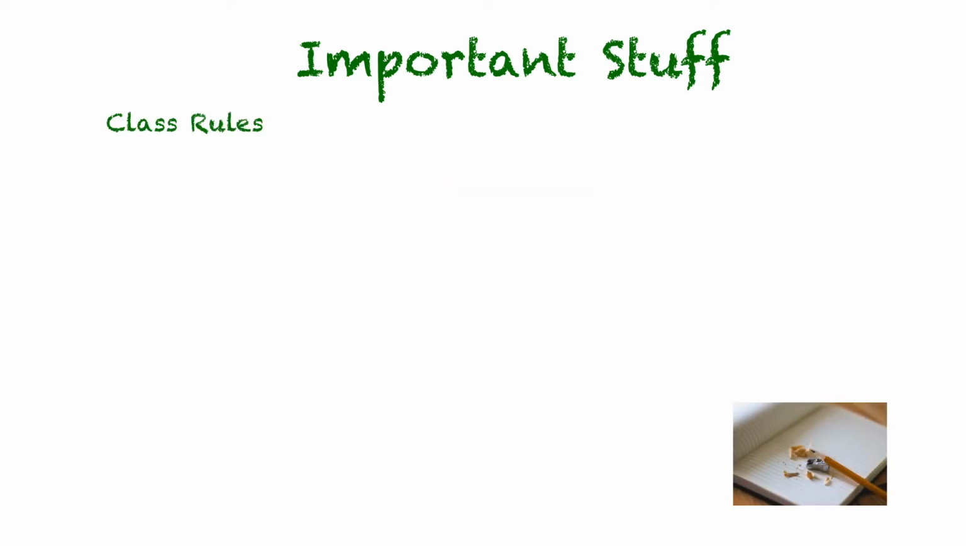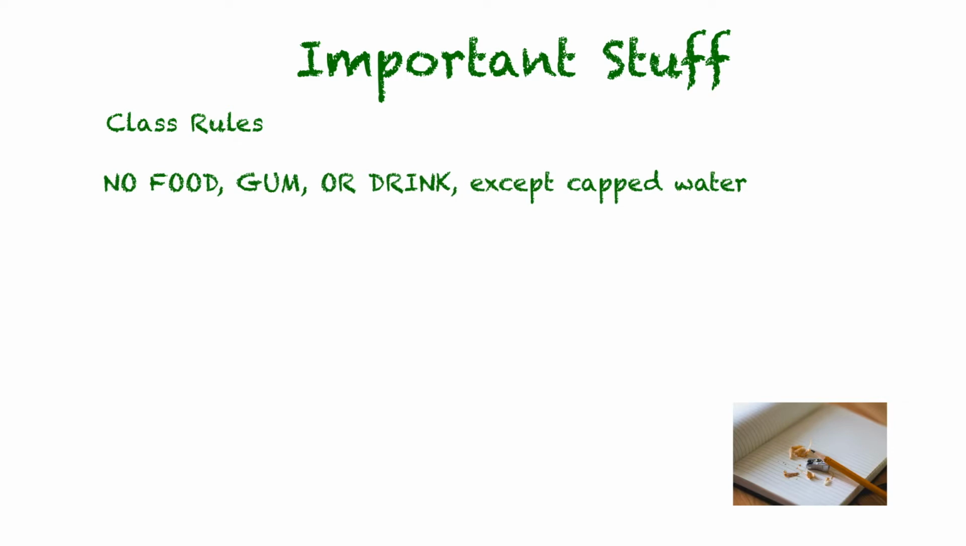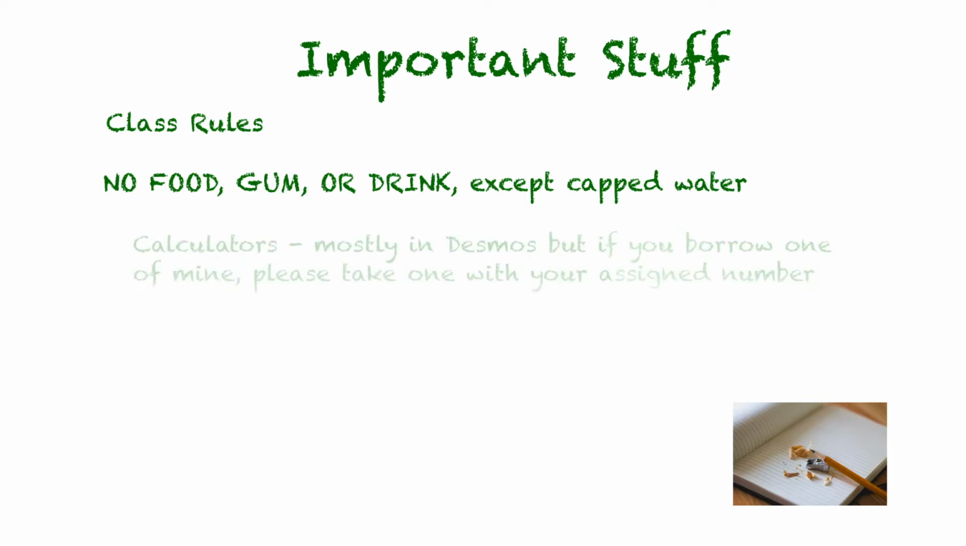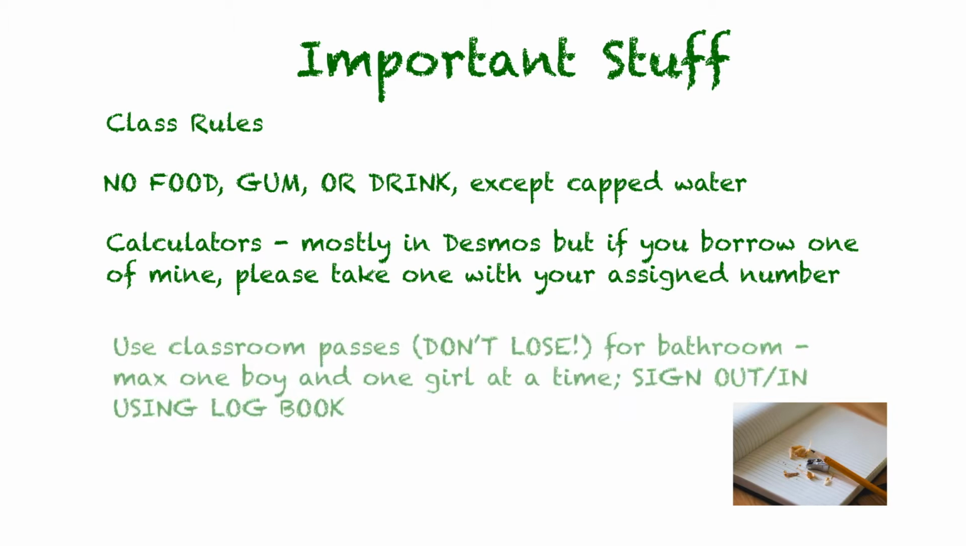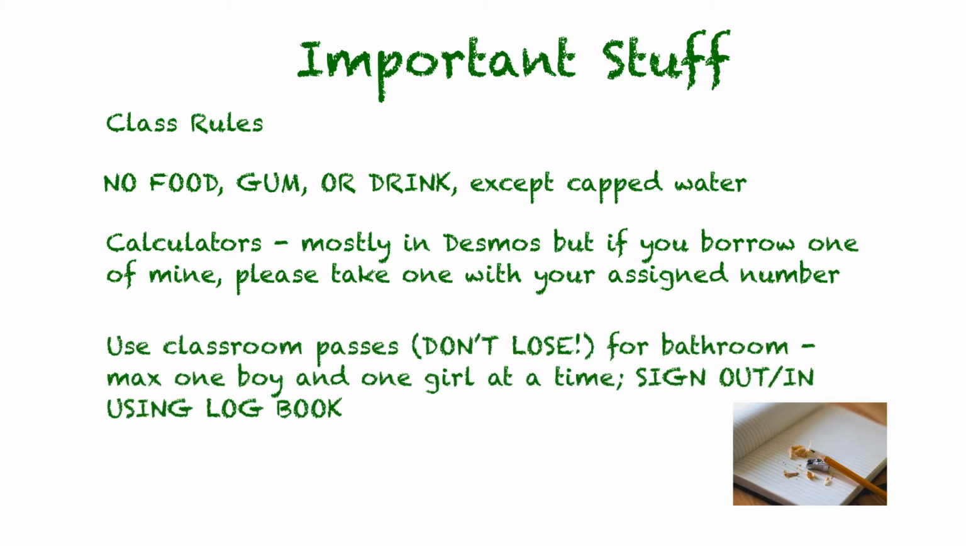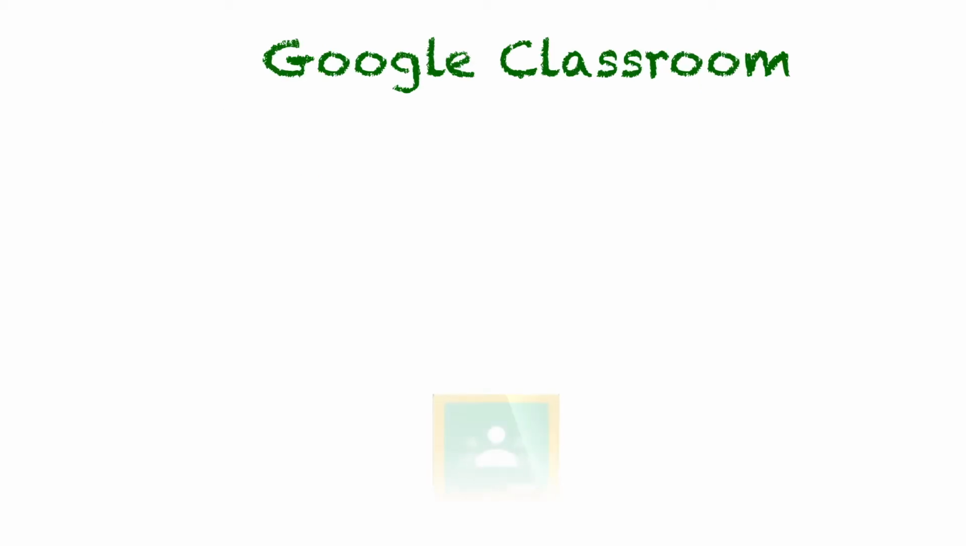More class rules. No food, gum, or drink in the classroom. If you have capped water, that's fine, but there's a lot of allergies and I find a lot of garbage around, so none of that. Now, calculators, mostly we're going to be using online Desmos, but I do have some calculators. If you borrow one, make sure you're using your assigned calculator number. Use classroom passes. Please don't lose them when you go to the bathroom. I have 1 boy pass and 1 girl pass. Only 1 at a time can go. Make sure you're signing in and out of the logbook.